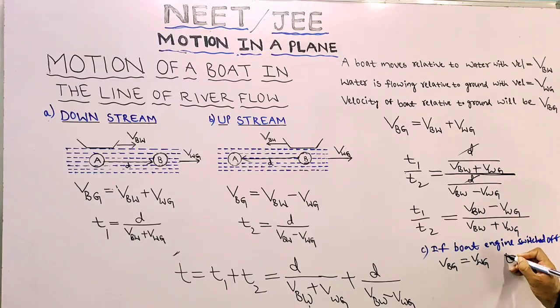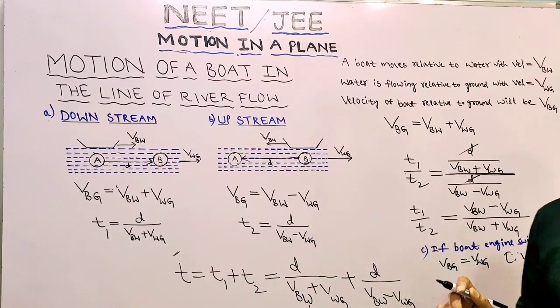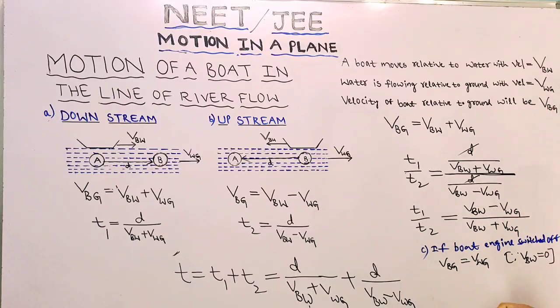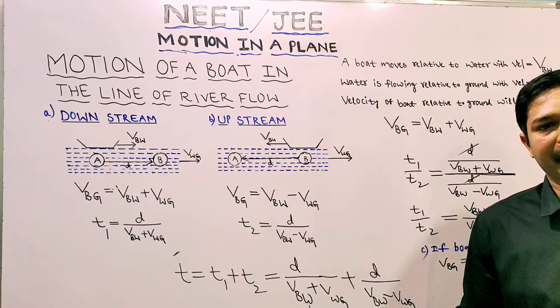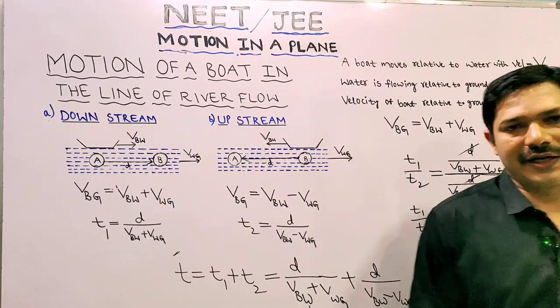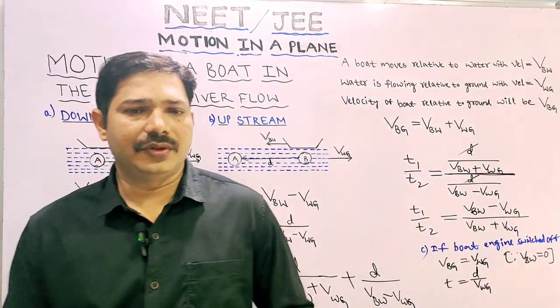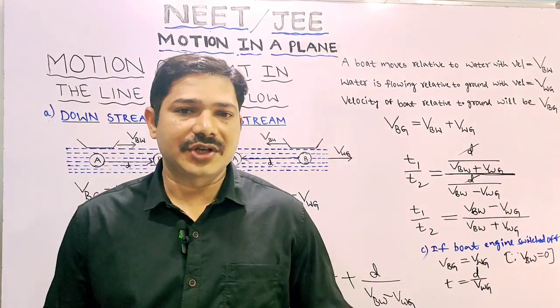Why? Because the boat velocity with respect to the water is 0. There is no boat velocity. The boat is moving only with the water, so with respect to the ground it moves only with the river current. So time t equals distance by velocity, that is, distance by VWG.